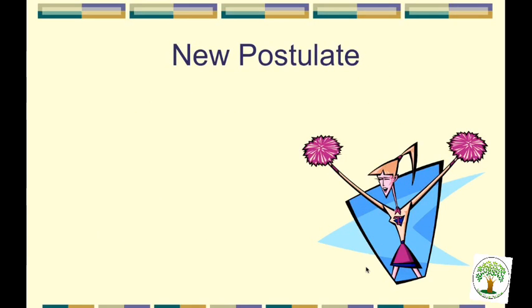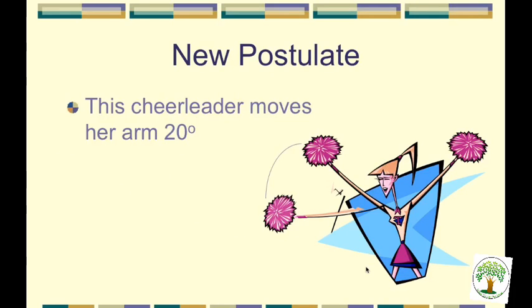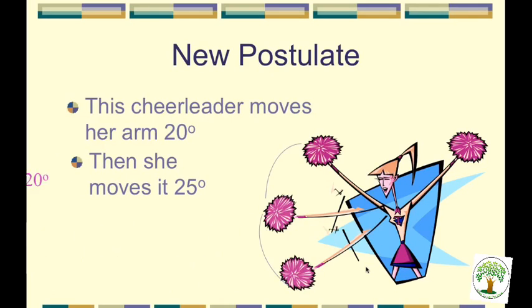All right. Now we have a new postulate. You might already have this one in your postulate book. It's called the angle addition postulate. We're going to talk about first some cheerleader who's got her arms in the air. She's got her arm here moving around. I know it looks like she's got a third arm, but really she's just moved her arm. She moved her arm 20 degrees, okay? She moved it 20 degrees, and then she comes and moves her arm again 25 degrees. So how far did she move that arm altogether?